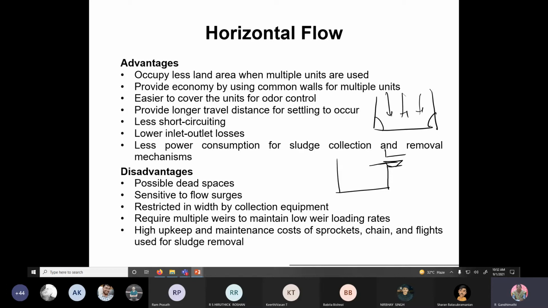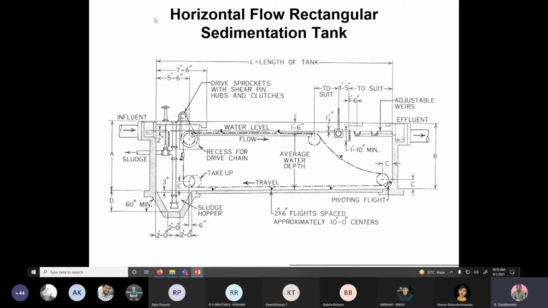And then there is high upkeep and maintenance cost for sprockets, chains, and these parts attached with the sludge removal equipment. And here you can see the rectangular sedimentation tank, horizontal flow. You can see in general, maybe you can just note down.